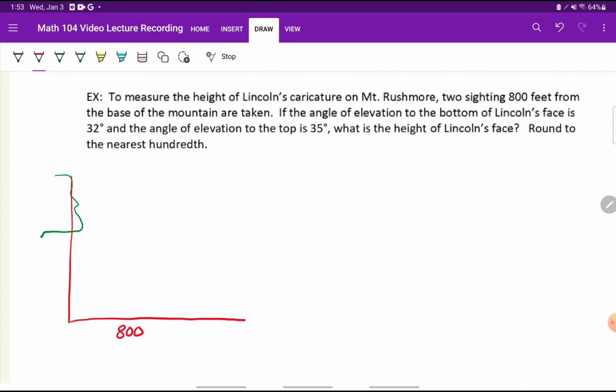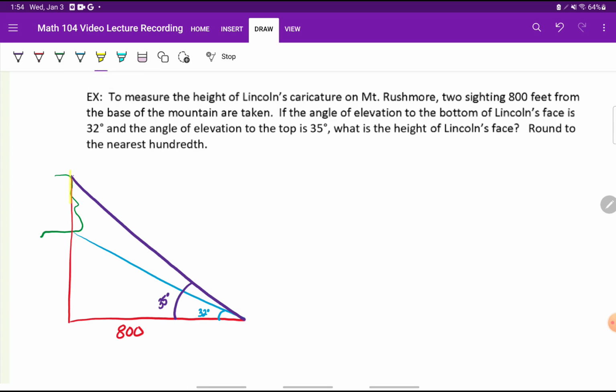The angle of elevation to the bottom of Lincoln's face is 32 degrees. And then the angle of elevation to the top is 35 degrees. And we want to figure out how big his face is. So we have to come up with a plan on how we could use this information to help us find the size of his face.